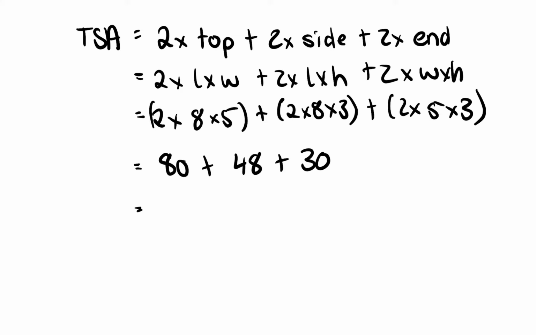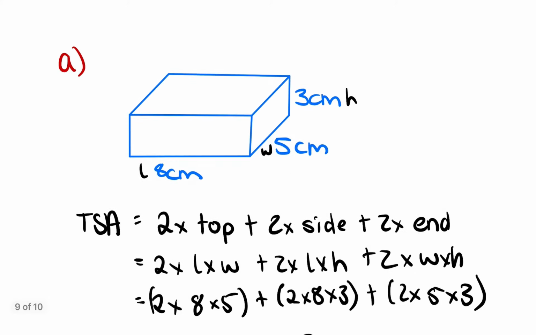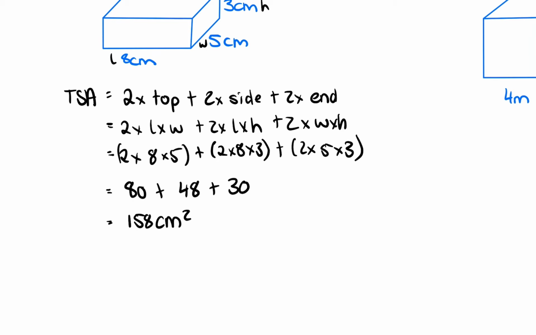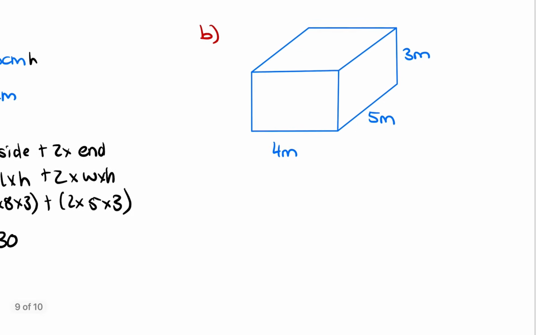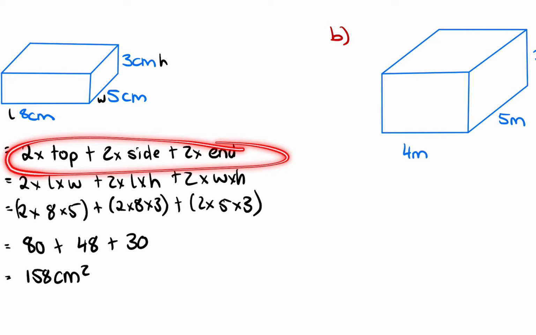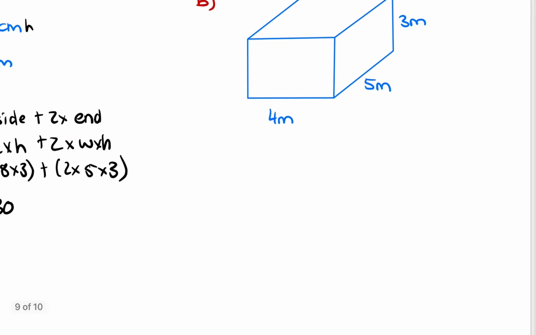So it's pretty straightforward. In this one, we end up with 158 centimeters squared, because if you look at our example, it was in centimeters. And that is how you find the total surface area of a rectangular prism. So let's quickly do it again with this. But we're not going to rewrite out this top part again because it's a bit of a waste of time once you've got the hang of it.